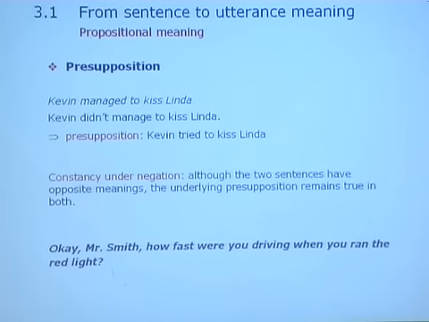So here you have something from real life. Okay, Mr. Smith, how fast were you driving when you ran the red light? What is the presupposition? Not just that he was driving fast. What's the presupposition? That he ran the red light. Yeah, that he ran the red light. And this could have been very slowly. Usually it's fast. Yeah? And that is indeed an inference. Okay? We'll come to these inferences later.